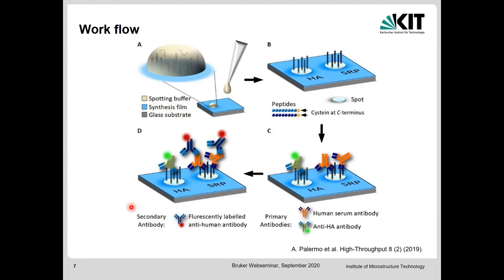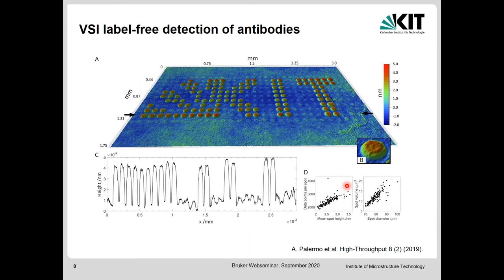What we did is a simple workflow as shown here. We took known peptides and blood serum with antibodies inside. We coupled peptides covalently via spotting and incubated this chip with serum with different dilutions. Then we used a Bruker optical profilometer to obtain very nice label-free signals of antibodies.